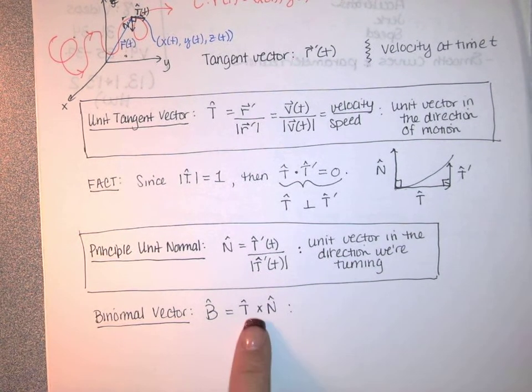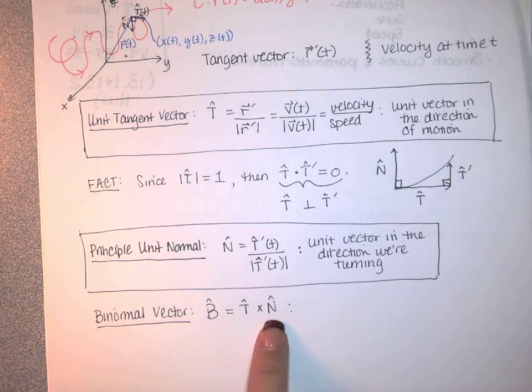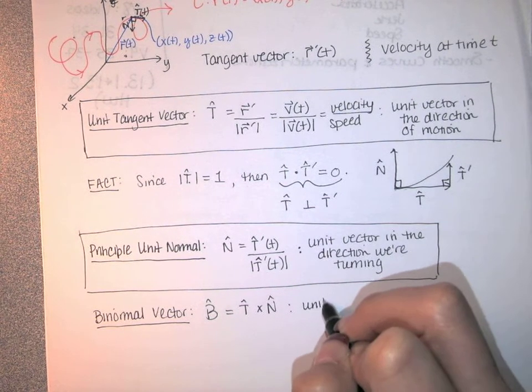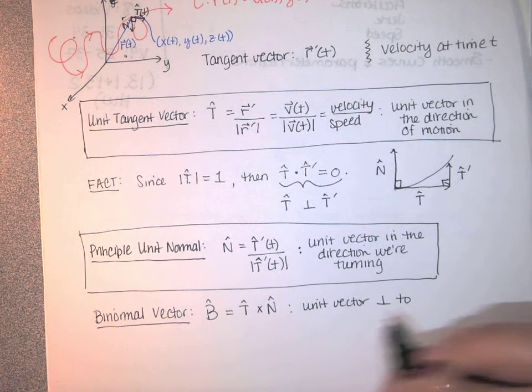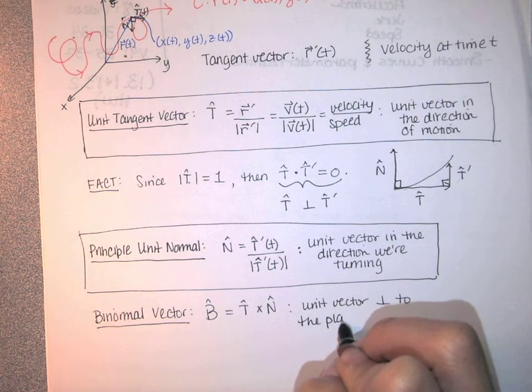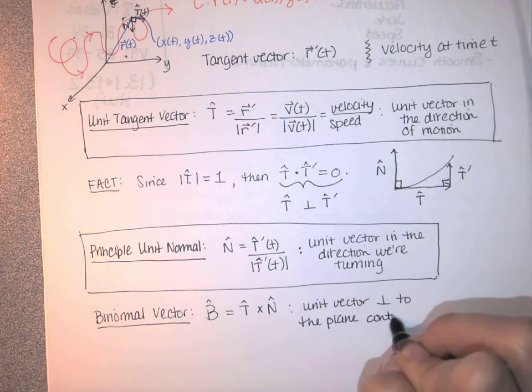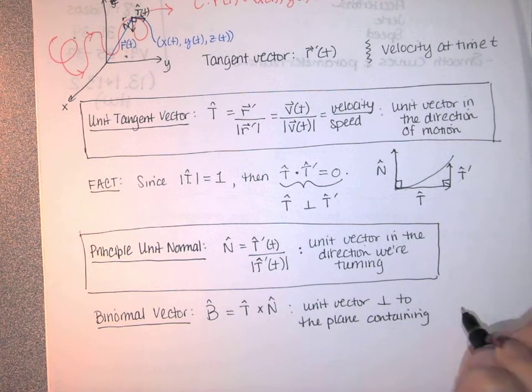Since these are unit vectors, their cross product is also a unit vector. So b hat is a unit vector. So this is the unit vector orthogonal to the plane containing t hat and n hat.